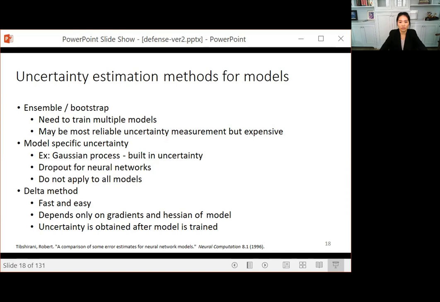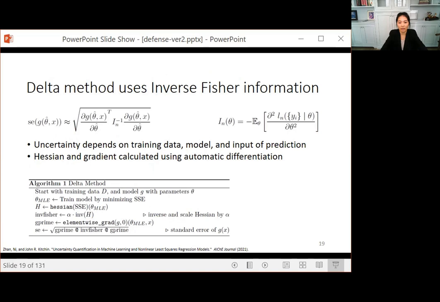So the key point of the Delta method is that it uses the inverse Fisher information. And this is the formula that we have. G is the model. This is the standard error of the model prediction. And we need to take the gradient of the model with respect to its parameters at the input where we want the uncertainty. And then we need to take the inverse of the Fisher information matrix. And the Fisher information is shown here. It is the Hessian of the negative log likelihood. And in a lot of regression problems, this is the same as the sum of squared errors objective.